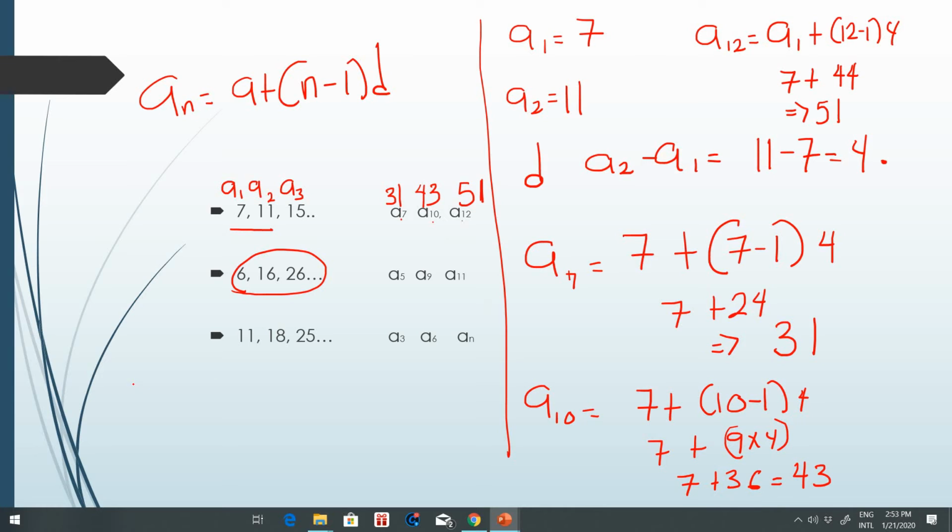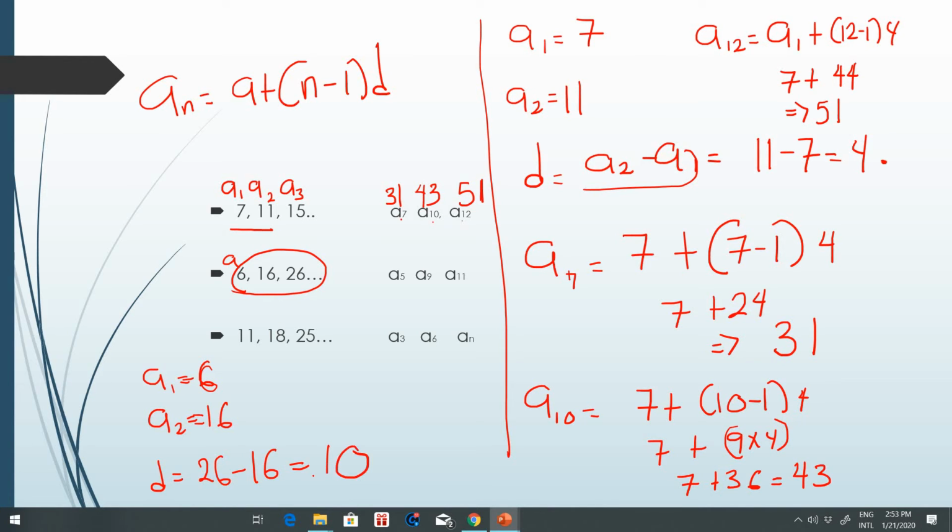Okay, let's try this one. So then I'm going to try to use the space. So we have a1 is 6. Sorry, a2 is 16. Now we can find what's our d. So last time I said d is a2 minus a1. d can also be a3 minus a2. So let's use a3 minus a2 here. So 26 minus 16, that's 10.